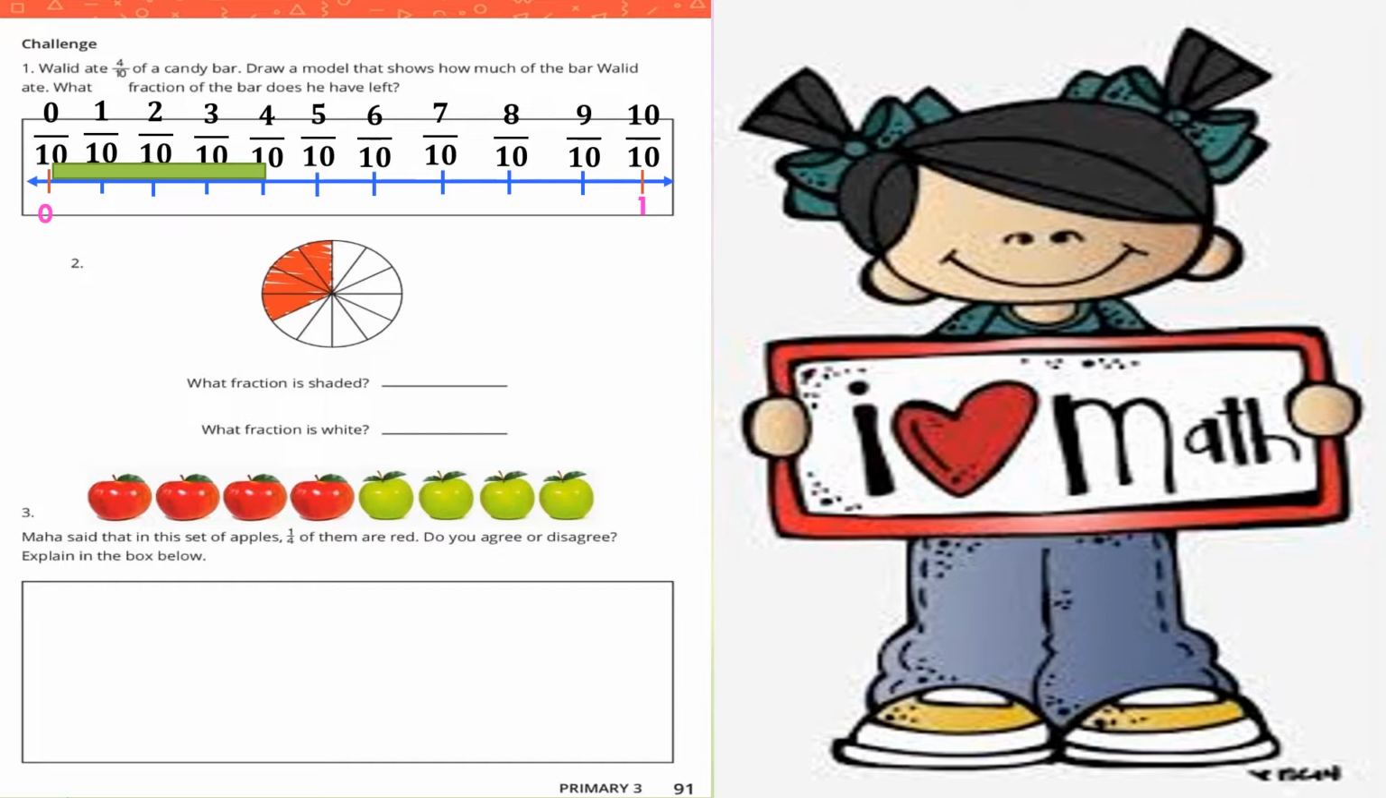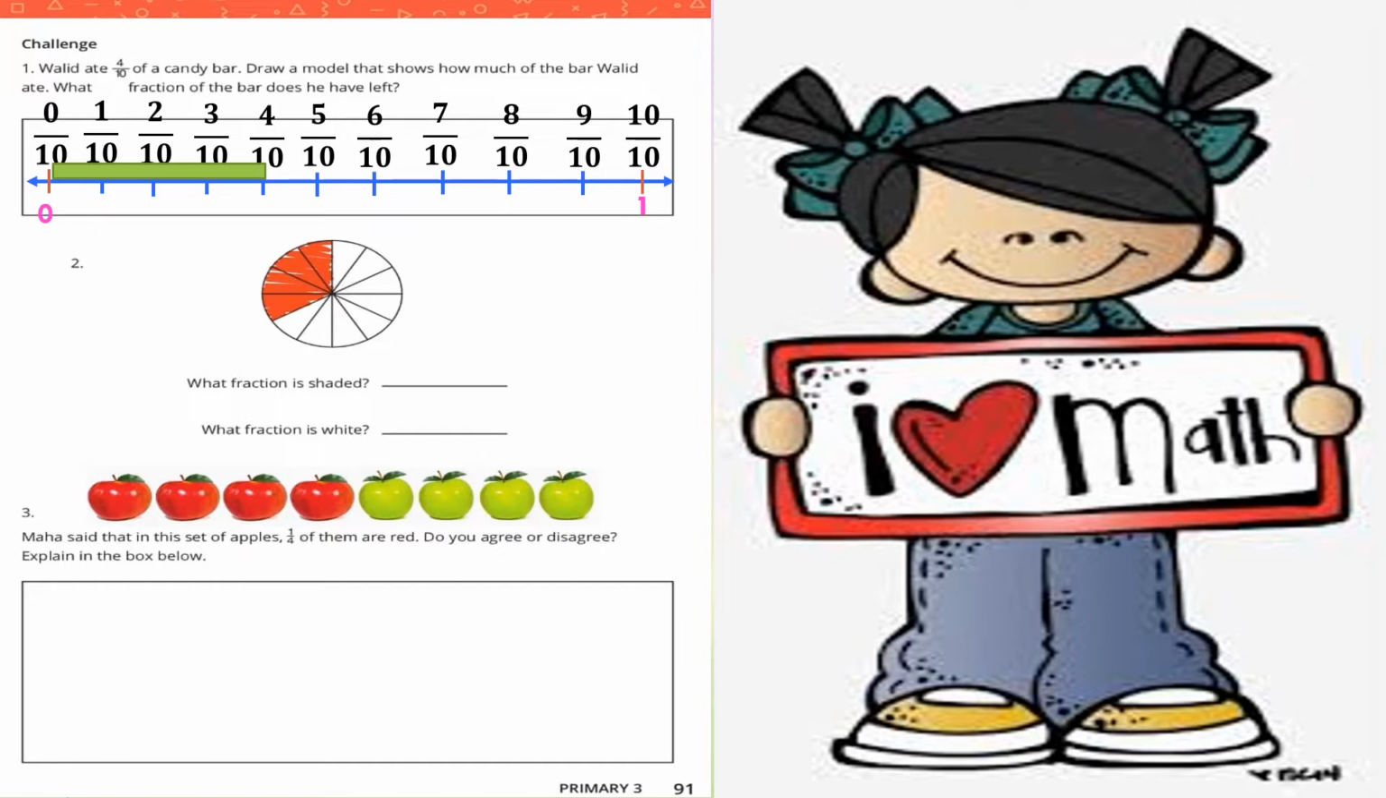Here, he asked me another question. What fraction of the bar did he leave? Here I have, Walid has 10 parts. Okay, he ate 4 parts. How many parts did he leave? Left, it means what? Left, it means minus. So make 10 minus 4 equals 6.